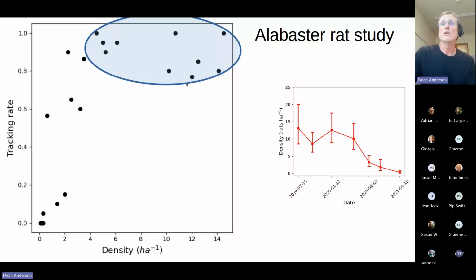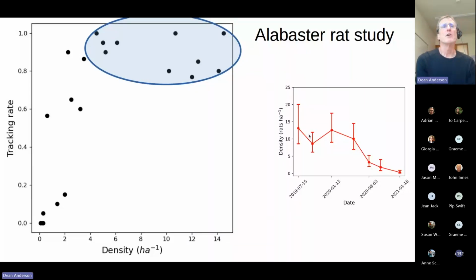So what might be going on is that this is a period of high density rats, but yet the resources are still very abundant. And so the rats have little incentive to chase after peanut butter and foreign objects in the landscape.